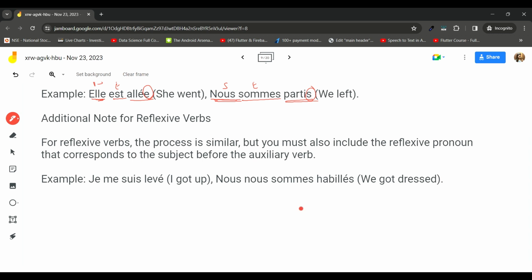For reflexive verbs, the process is similar, but you must also include the reflexive pronoun: je, me, tu, te, and so on and so forth. So, je me suis levé. So, what will come here? Subject plus your reflexive pronoun first, then your verb être, then your past participle. That is the formula of your passé composé with reflexive verbs. So your reflexive pronoun will come after the subject. Subject, reflexive pronoun, être, and past participle.